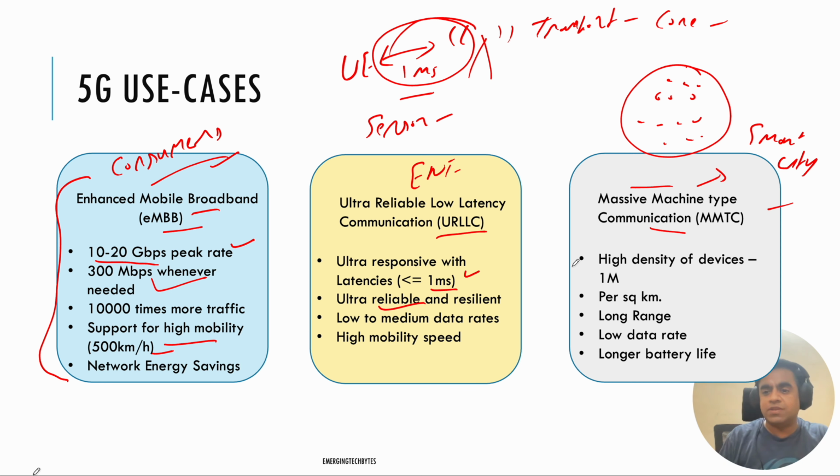The IoT side of the story basically fits in this use case, right? So you see there are three different use cases. eMBB, where your data rate is very high. Ultra reliable low latency, where your latency is very less, but my data is somewhere around low to medium only.